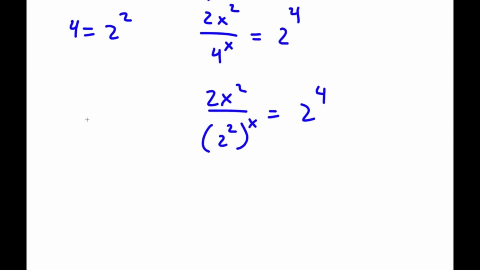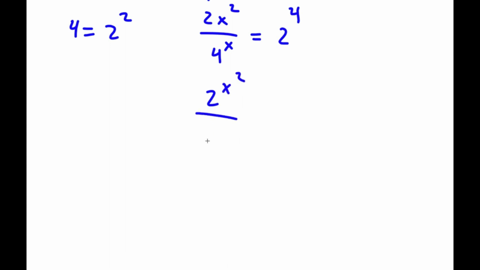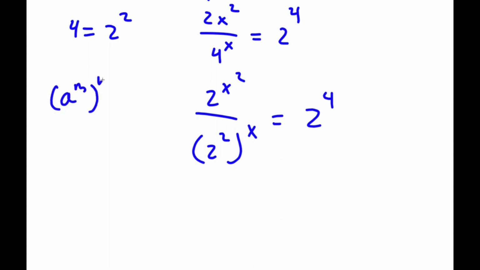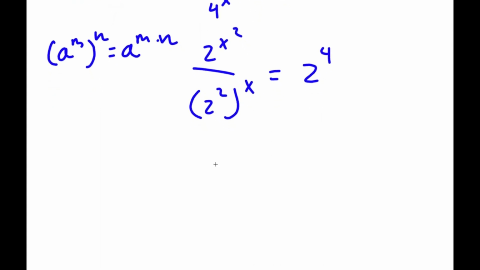Now, if I have something in the form, sorry, this isn't 2 to the power of 2, this is 2 to the power of x squared. Now I have this 2 to the power of 2 to the power of x is equal to 2 to the power of 4. Now, if I have something in the form a to the power of m to the power of n, this is equal to a to the power of m times n. So 2 to the power of 2 to the power of x, that's going to equal 2 to the power of 2 times x.